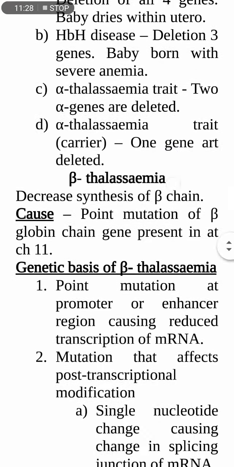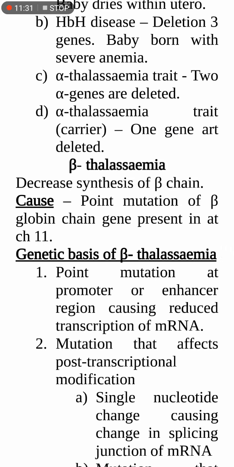Next common type of thalassemia is beta thalassemia. The cause is a point mutation of the beta gene present on chromosome number 11.